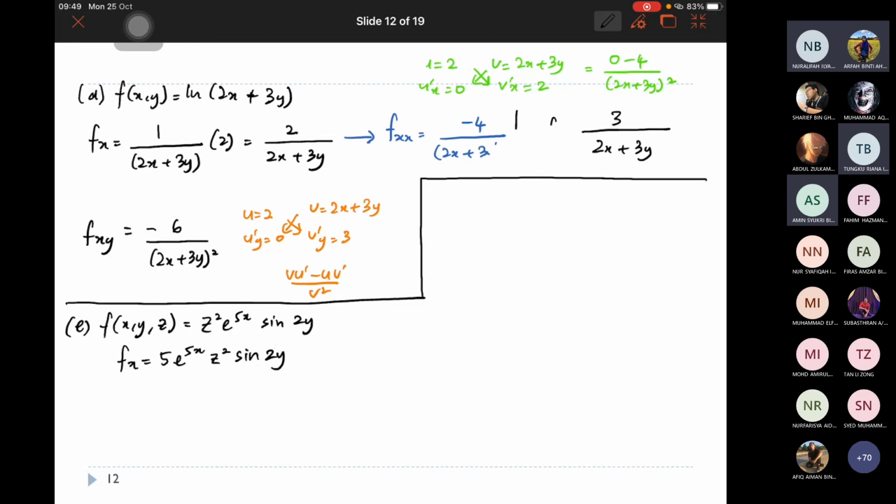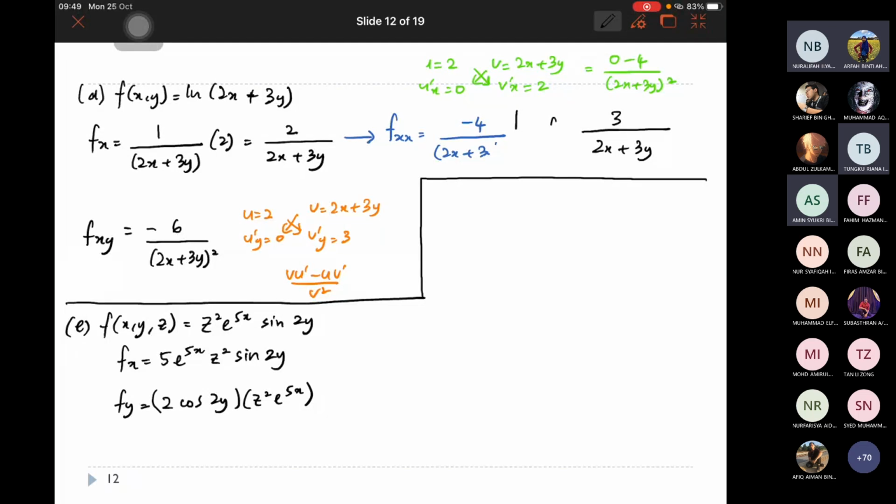Then bezakan terhadap y akan dapat 2 cos 2y. Okay. Didarabkan dengan z squared exponential 5x. Kita akan anggap the other variable, we will assume the other variable as a constant. That's the reason why for getting the partial derivative with respect to y, kita hanya bezakan the equation yang ada sebutan y.